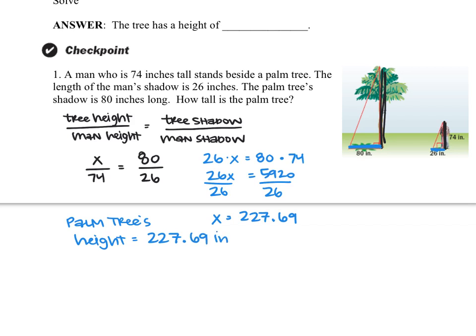is 227.69 inches. And again, it's always smart at the end to go back and look and make sure that your answer makes sense. Obviously, we know we need a number taller than or bigger than 74 because we know that the tree is taller than the man. And so it's good to just look and make sure that your answer looks like it could make sense or is at least reasonable.